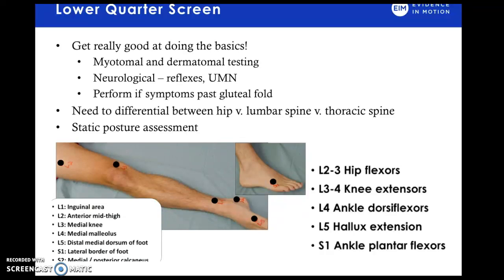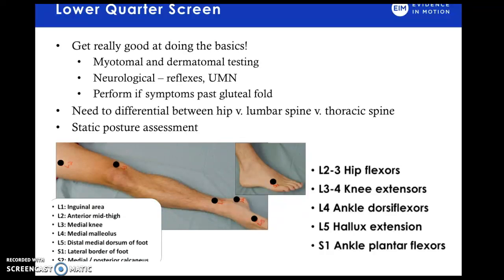Having good dermatomal charts available for reference. Really practice the skills of the neurological exam. As a general rule, symptoms past the gluteal fold really require a high-quality neurological exam. Myotomal testing, dermatomal testing, reflexes, and screening for upper motor neuron signs.